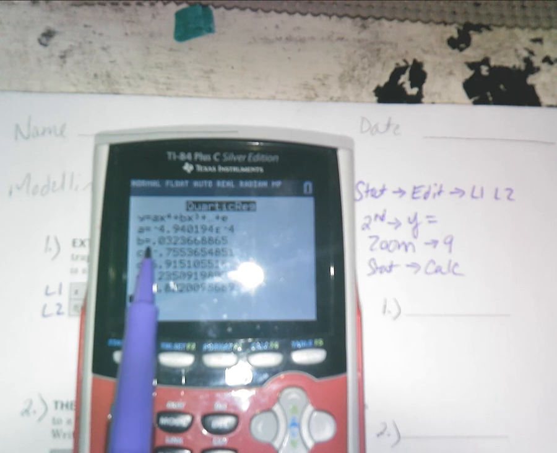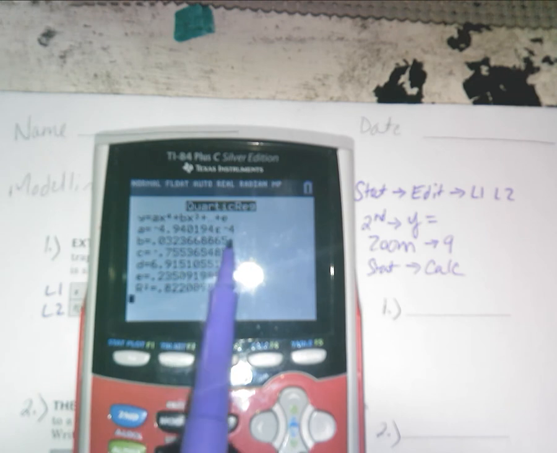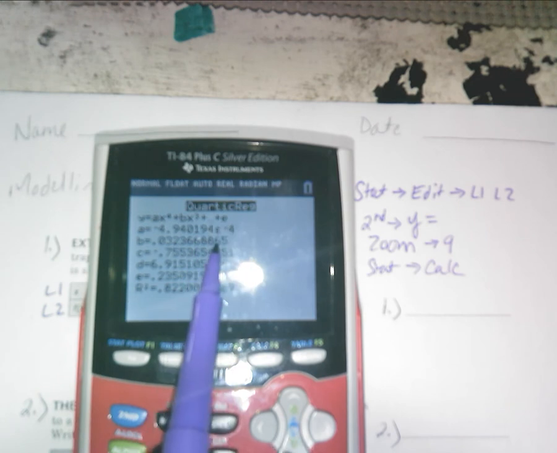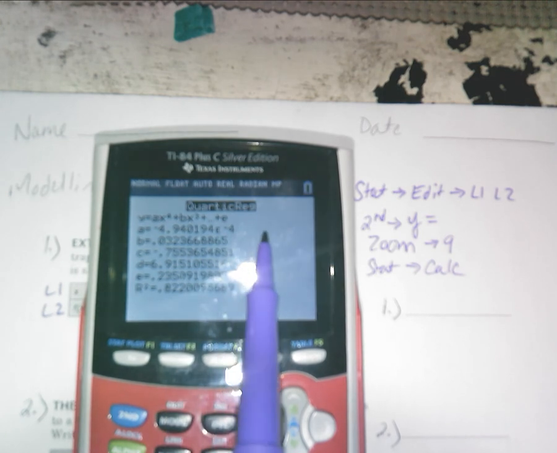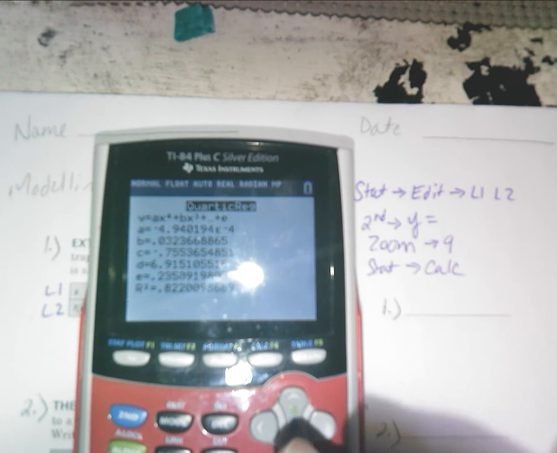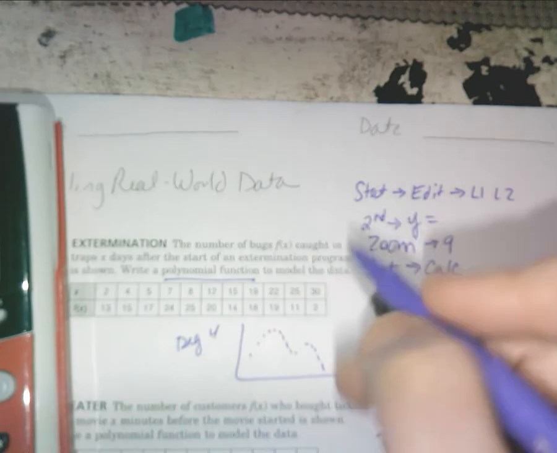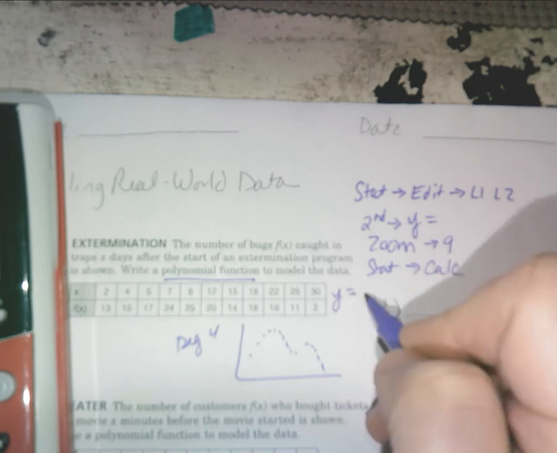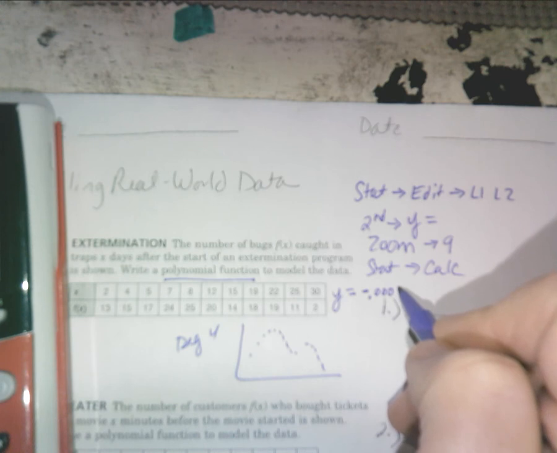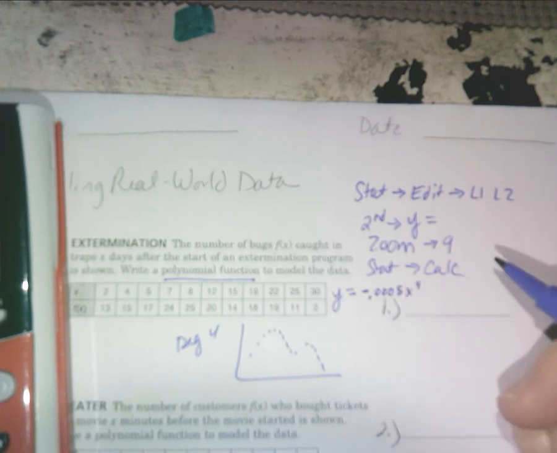Why? Tell me why. Because what is this right here? What does e to the negative 4 mean? It means that you are a small decimal. That means you move the decimal over, it's actually doing scientific notation in your calculator. So the way you have to write this is y equals negative 0.000, and I'm going to round it to 5. And then write x to the 4th.